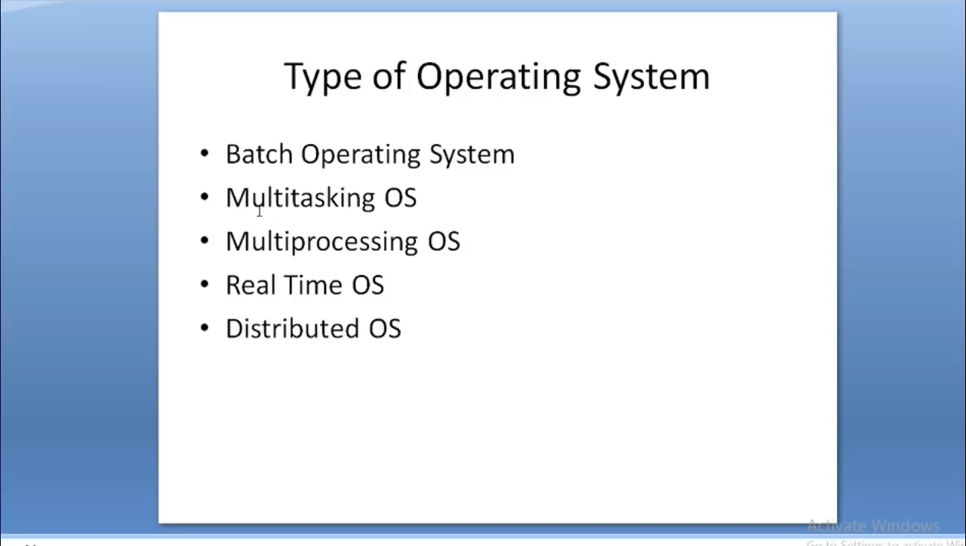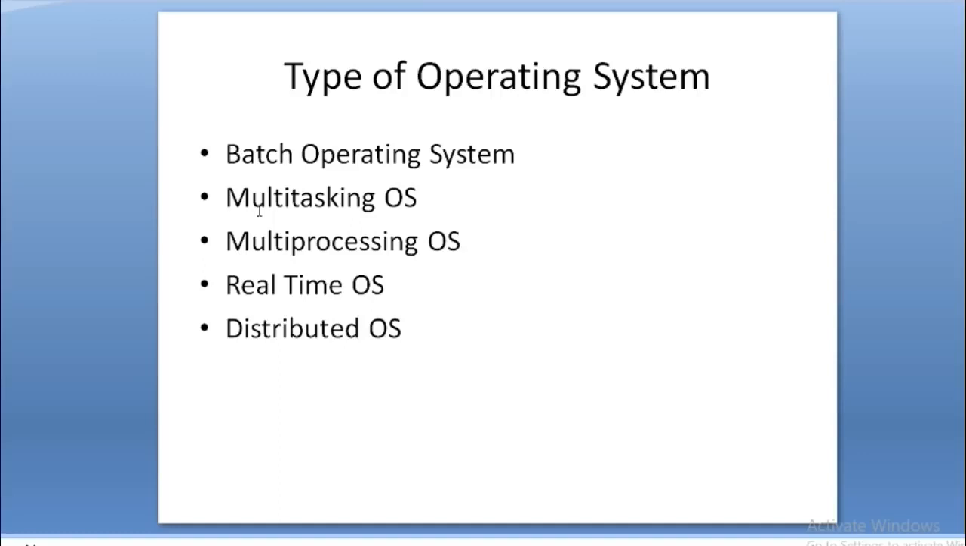Third one is multiprocessing operating system. Suppose that your computer has multiple processors. You know that nowadays computers are coming with i3, i5, i7 and multi-core processors. That means there will be one processor chip, but within that there will be 4 or 8 processors, depending on your system. So the operating system that can handle multiple processors at the same time is called the multiprocessing operating system.